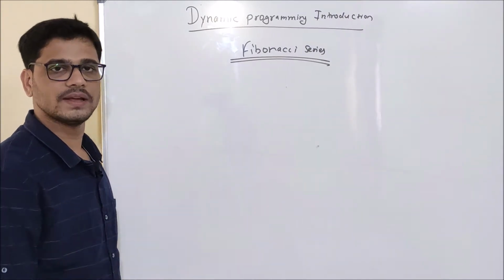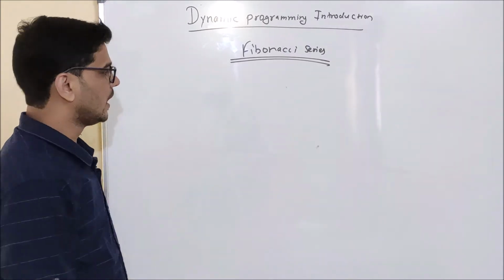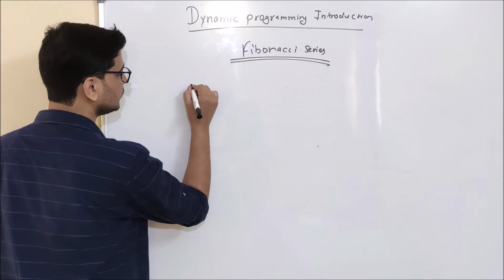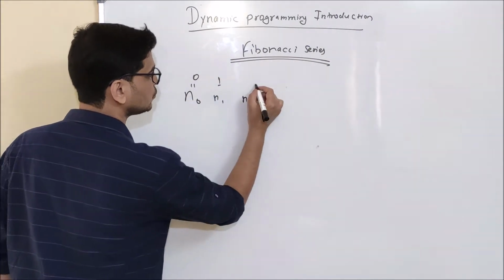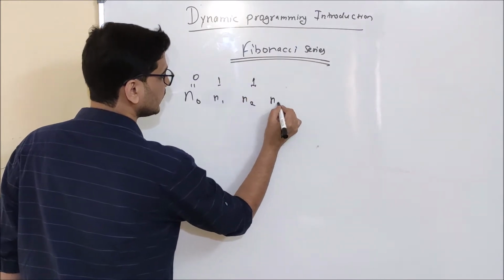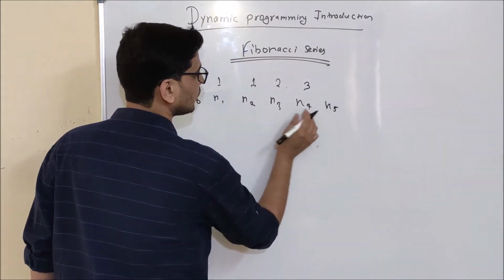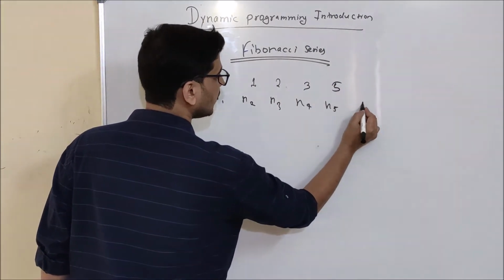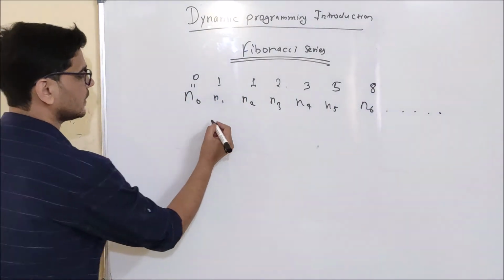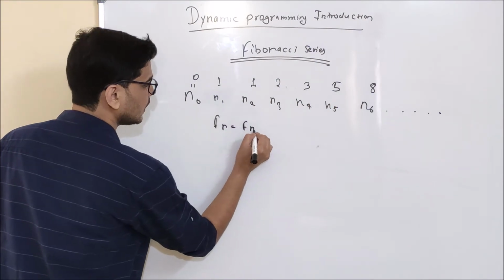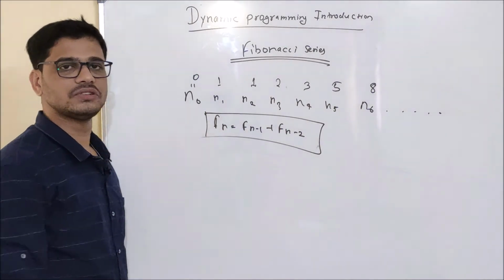So first of all, what is the Fibonacci series? In the Fibonacci series, any element is the sum of the previous two elements. And this series starts from 0, that is n0 equal to 0, n1 equal to 1, and n2 is the sum of these two, that is 0 plus 1 equal to 1, and n3 is the sum of these two, 2, and n4 the sum of these two, 3, and n5 the sum of these two, 5, and n6 equal to 8, the sum of these two, and so on. That is, fn is equal to fn minus 1 plus fn minus 2. This is the recursive equation for the Fibonacci series.